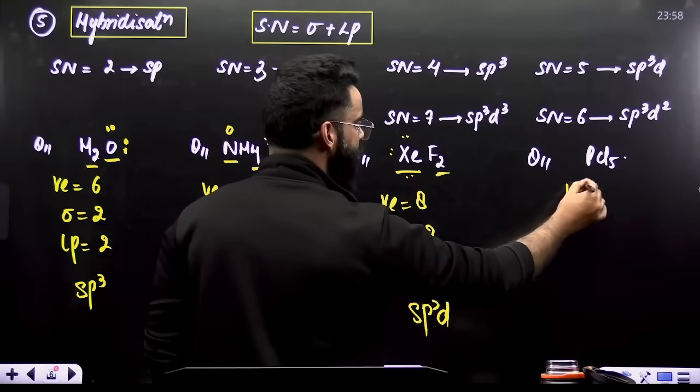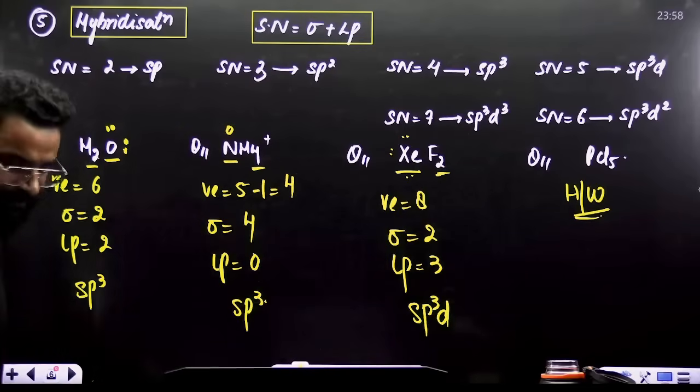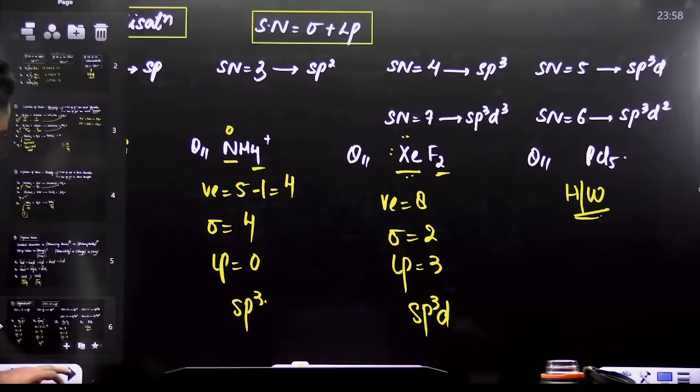This is your homework question. Do let me know in the comment section of this video, what do you think is the hybridization of phosphorus in PCl5?